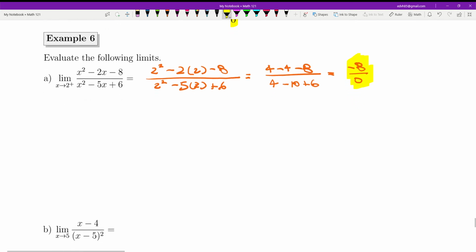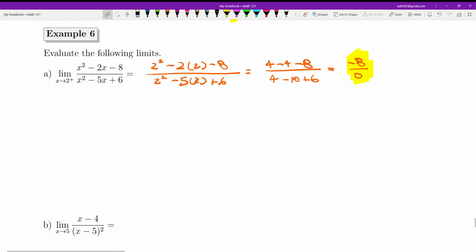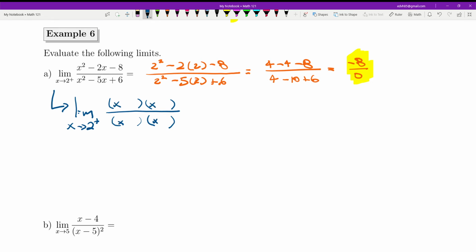Of course, we're going to try and do some algebra. Like in this case, let's factor the trinomials. That is limit as x approaches 2 from the left, no, from the right actually, and let's factor the polynomial in the numerator and factor the polynomial in the denominator. Factors of negative 8 that add up to negative 2, that is going to be negative 4 and plus 2. And in the denominator, factors of 6 that add up to negative 5, negative 3 and negative 2.